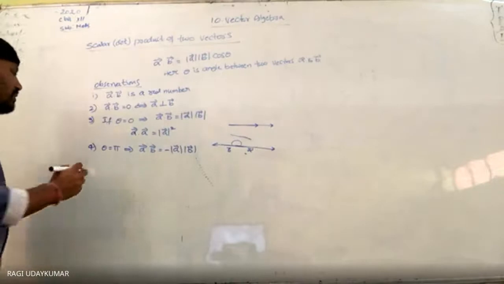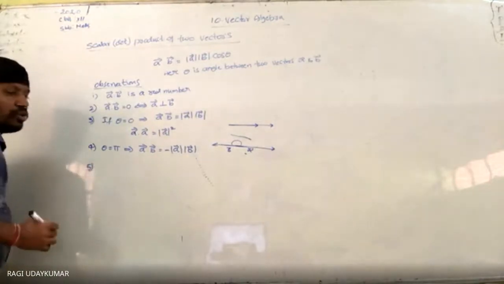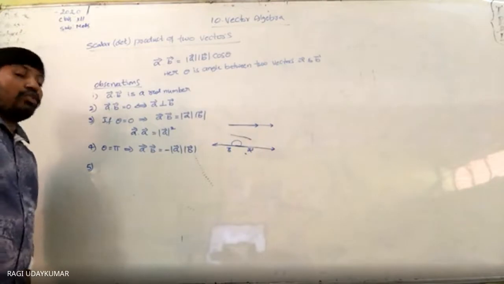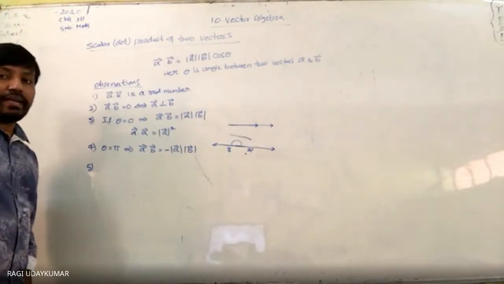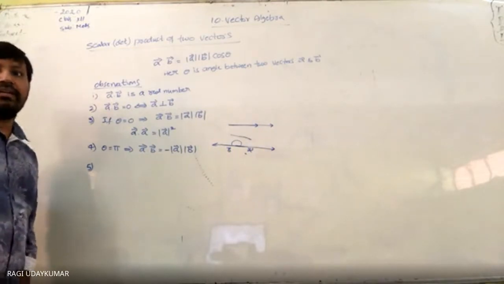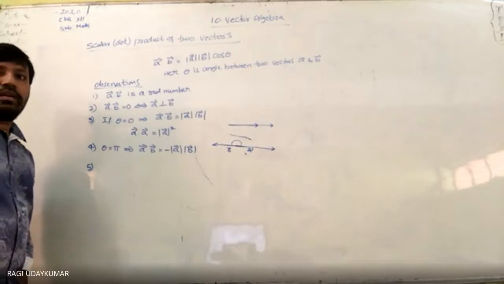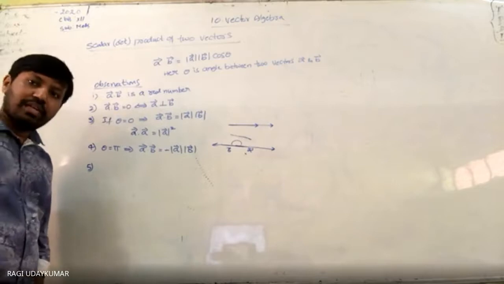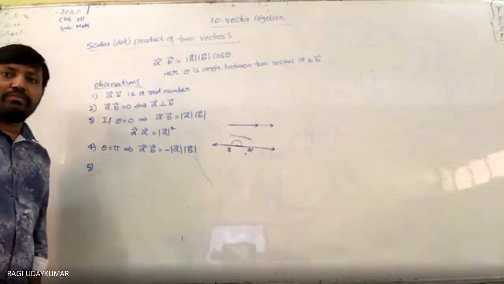And a main thing which is useful: the unit vectors along the x-axis, y-axis, z-axis are represented by i cap, j cap, k cap.